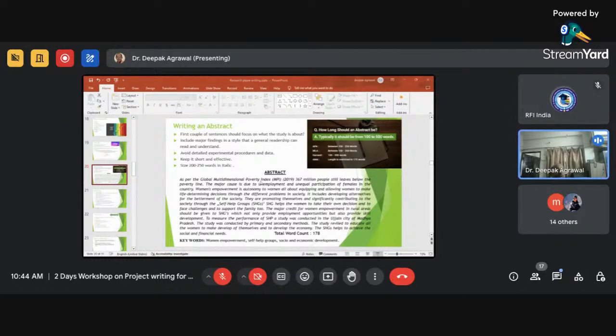In this present abstract, you can see it is of 178 words. Not required to be submitted. It's only for information purposes. So this abstract is basically divided into 3 parts.